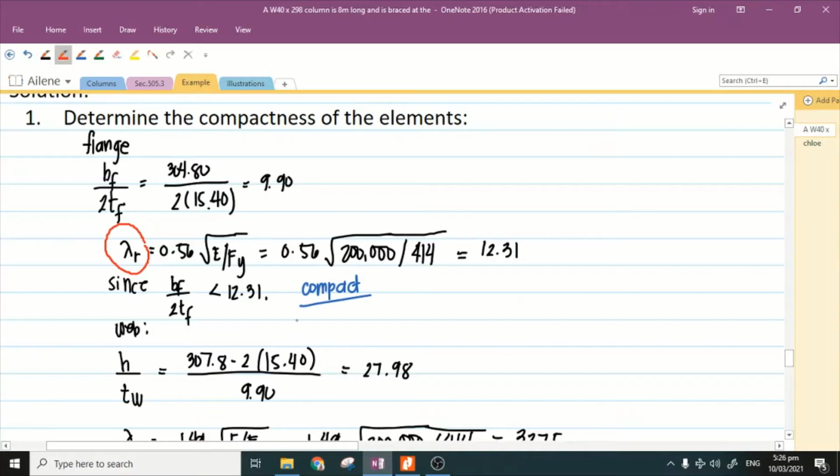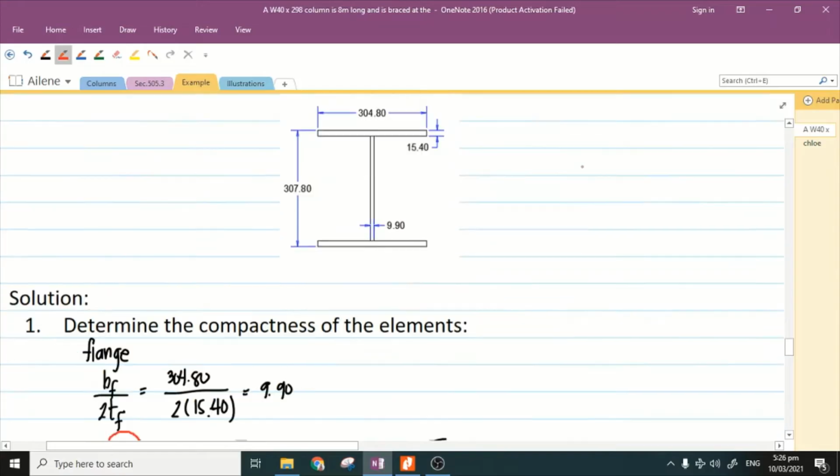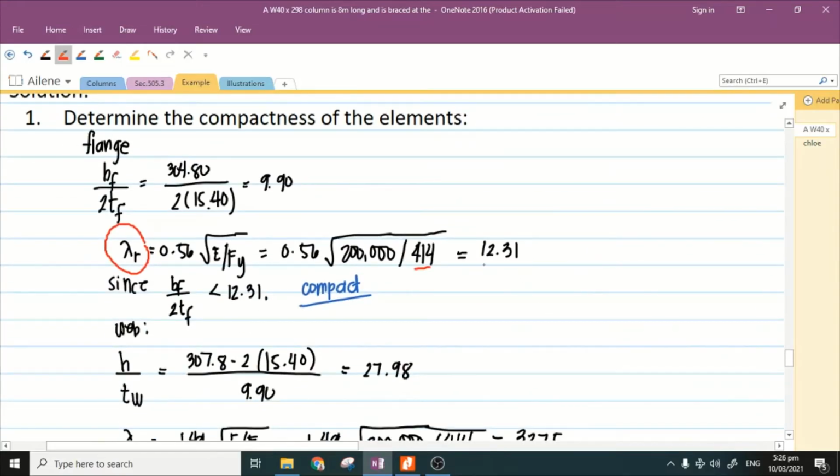So, E is still 200,000, Fy is 414, which I mentioned earlier. So, we have a value of 12.31. Since B sub F over 2TF is less than lambda sub R, therefore, our flange is compact.